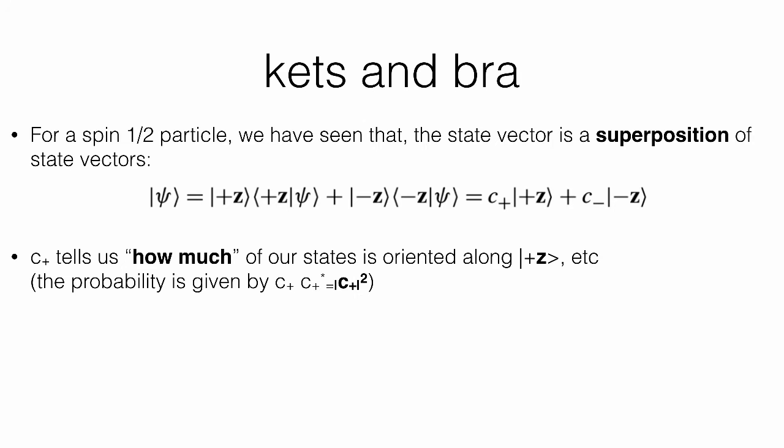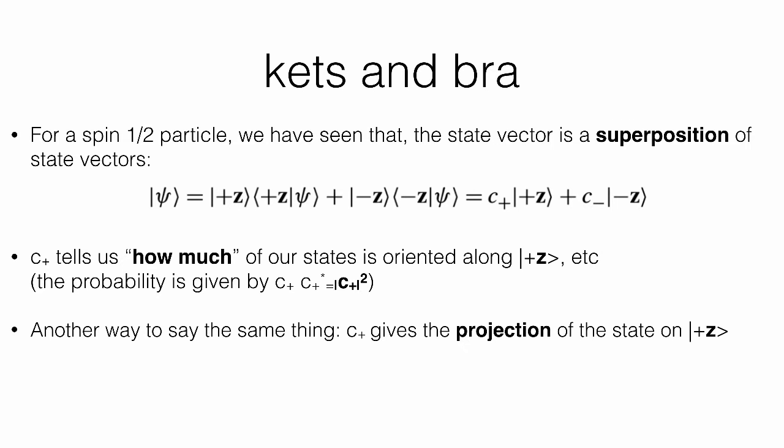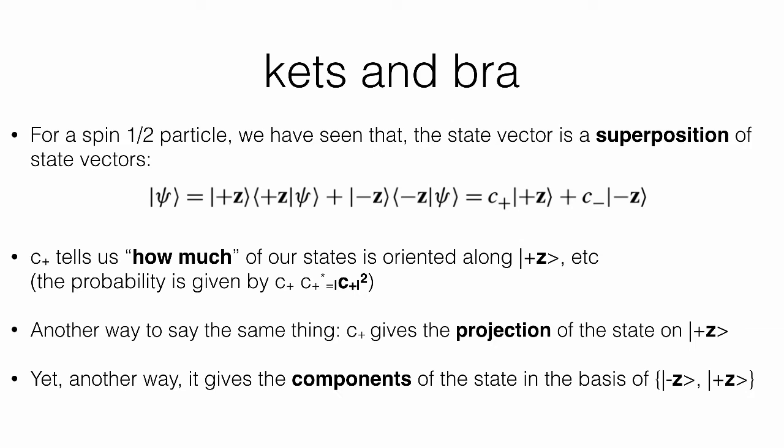Now, we can know how much of a state is aligned in one vector or the other, and we get the probability by the square modulus of this. Another way to see it is that the bracket is really a dot product, which corresponds even classically to a projection of one state onto another. In other words, we could consider C plus and C minus as being the components of the state on the basis plus z, minus z.